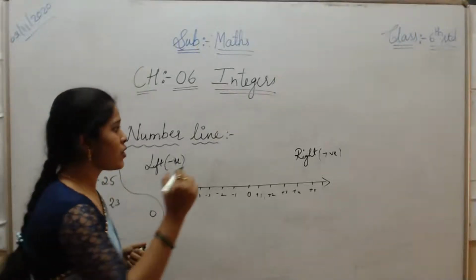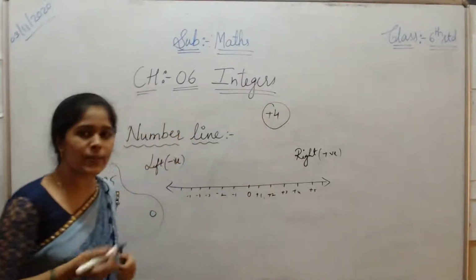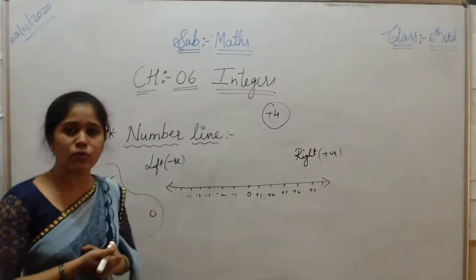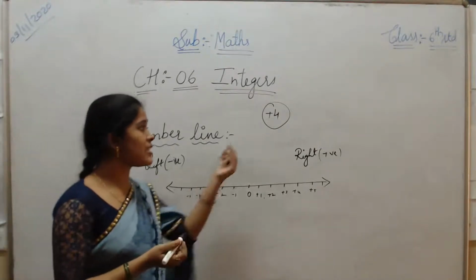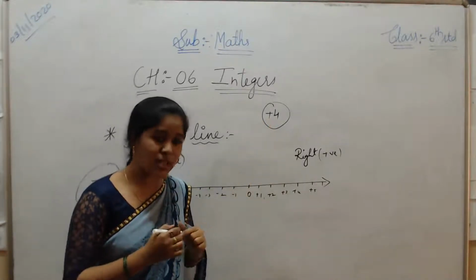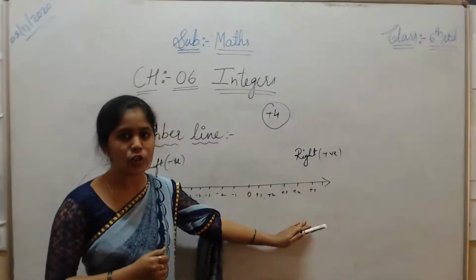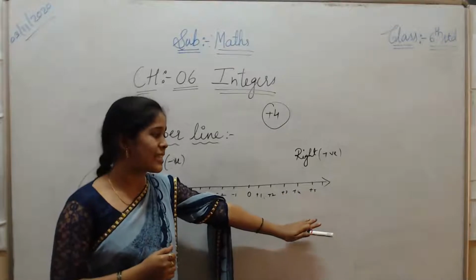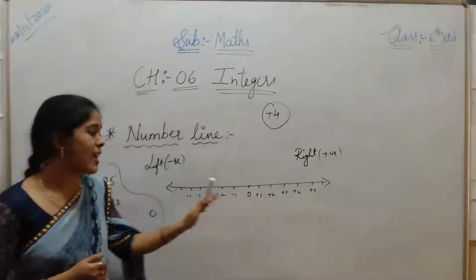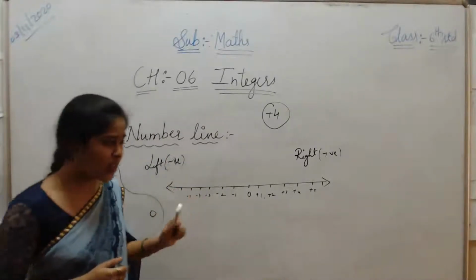Let's suppose we have to represent plus 4 on a number line. We want to write plus 4 on the number line. So what do we have to do? We have to see whether this sign is plus or minus, positive or negative. Yes, this is positive. It comes on the right side of the number line, because all positive integers come on the right side of the number line, and all negative integers come on the left side.